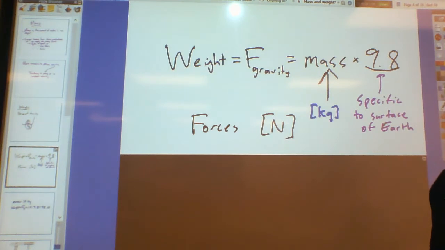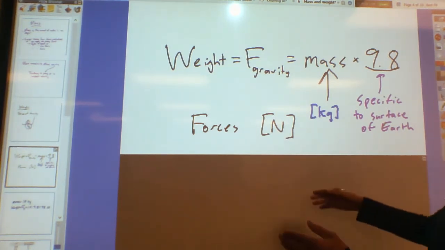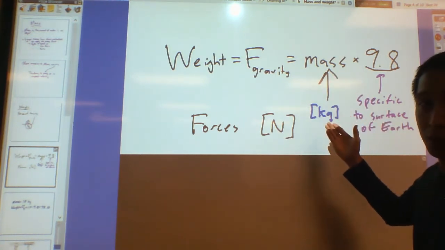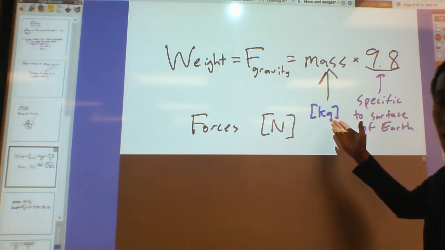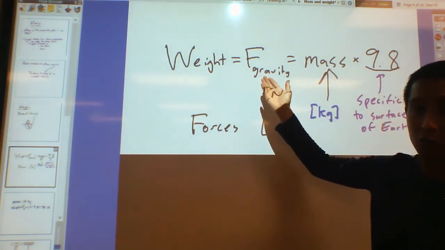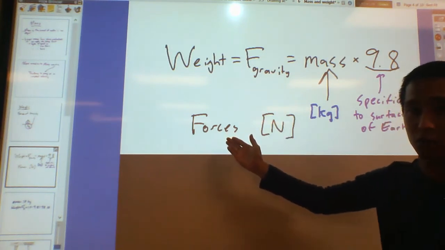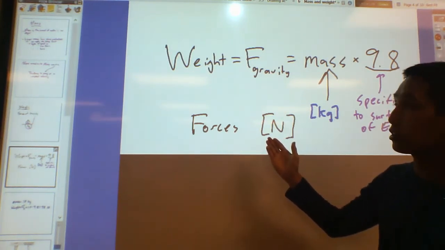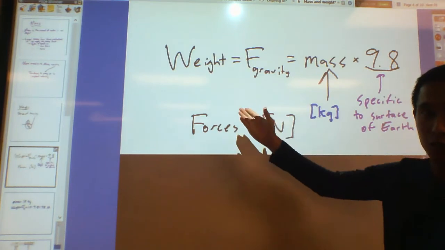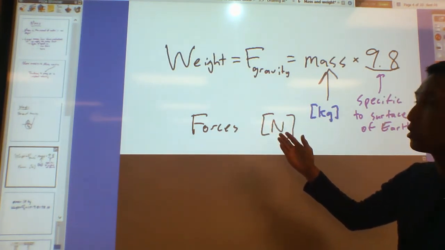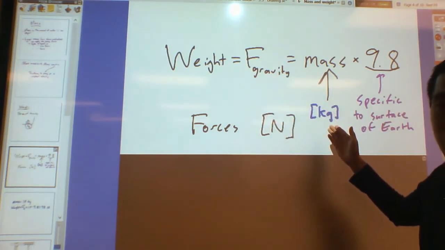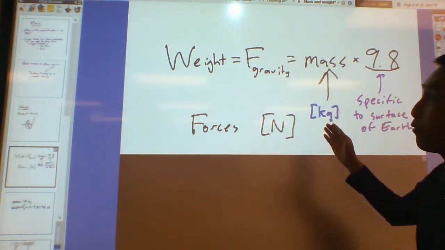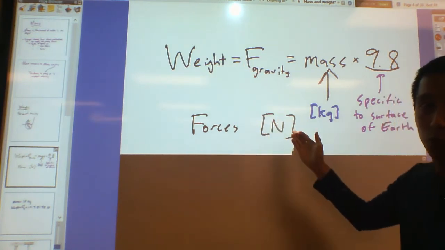So now you can see this. What is the unit of weight? Well, the unit of mass is kilograms. The unit of weight is not kilograms, because weight is a force. And I just told you that all forces have units of newtons. So the unit of weight is going to be newtons. So to say that you weigh a certain number of kilograms is kind of a mistake. You're using your units wrong. If you want to report a weight, you would report that in newtons.